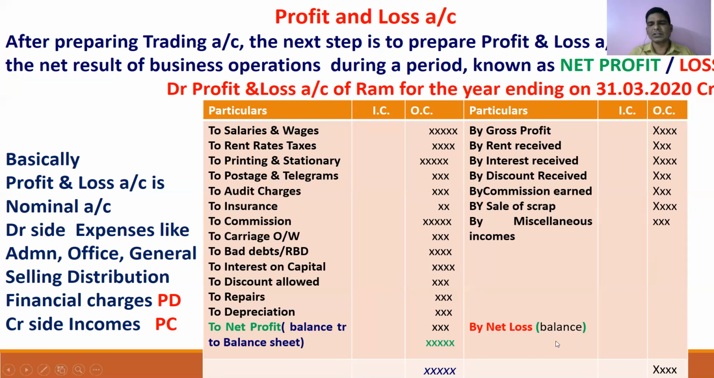If there is any net loss, that is deducted from the capital account, just from the capital account. So once again, I'm asking students, you have to be thorough in trading account and profit and loss account. If you are thorough in trading account debit items, then it is easy for you to know what the profit and loss account debit items are. If you are thorough in trading account credit items, then you know what the profit and loss account credit items are.